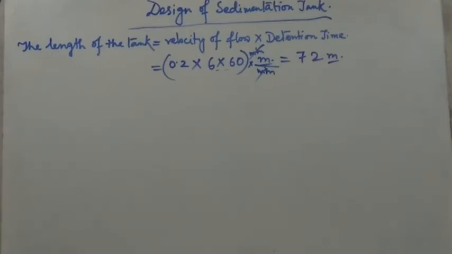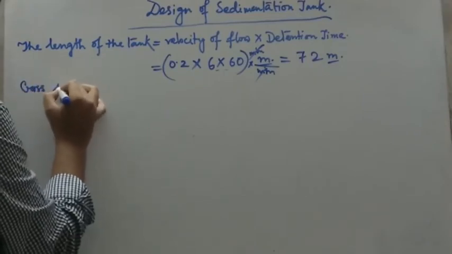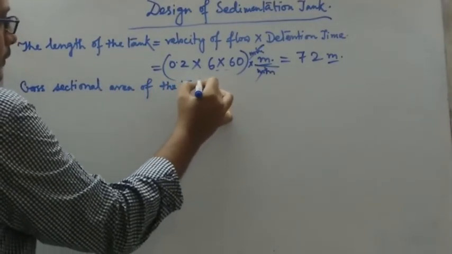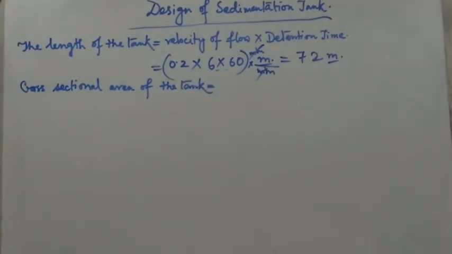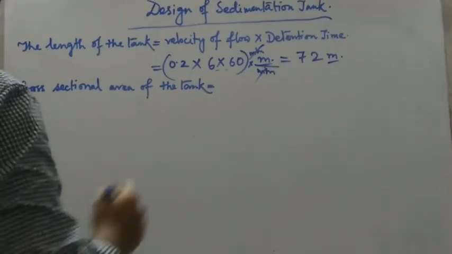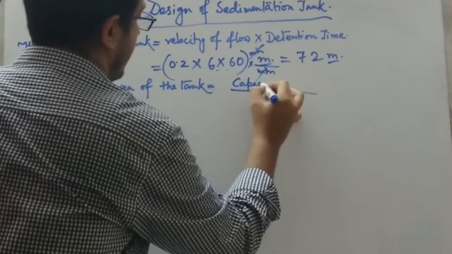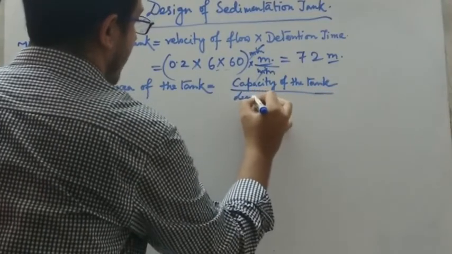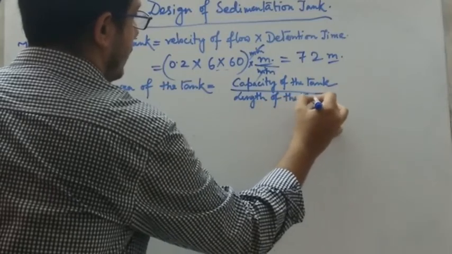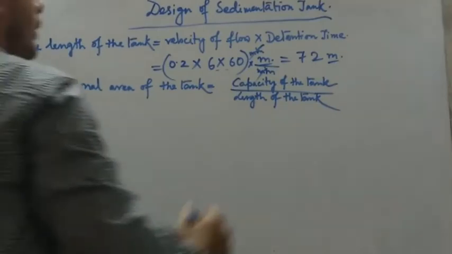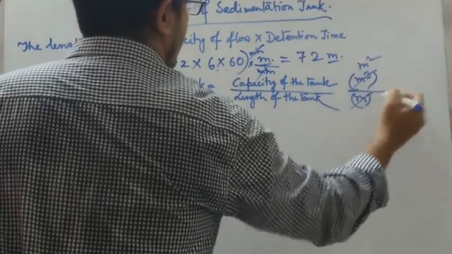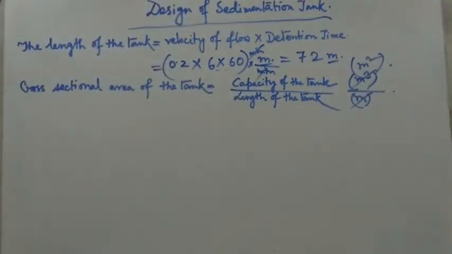So please write down the cross-sectional area of the tank. That should be the capacity of the tank by length of the tank, as it is a rectangular tank. Here the unit of capacity of the tank is meter cube and the length of the tank is meter. Then what will be the unit? Unit should be in meter square.